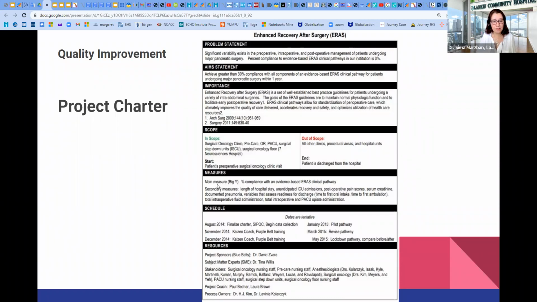What are measures? Main measure is compliance, percentage of compliance. And there are other secondary measures like length of hospital stay, this is average length of stay. ALOS is an indicator in hospitals. Unanticipated ICU admissions. So you see, measures are very precise here. Scheduling: what are key dates of this project, and what are resources, people who are engaged in this process.